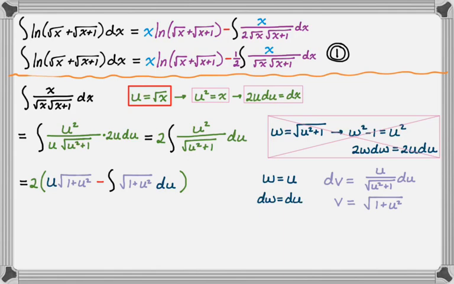Let's think about what we're doing at this point. We're trying to do this integral, and so far we've gotten to this point. We're now dealing with that integral at the end. We're really dealing with the integral of x over root x plus 1 dx. So far we figured out that it is equal to 2 times the quantity u root 1 plus u squared minus the integral of root 1 plus u squared du. And that is true when u is equal to root x.